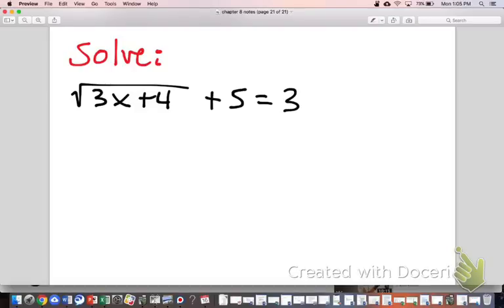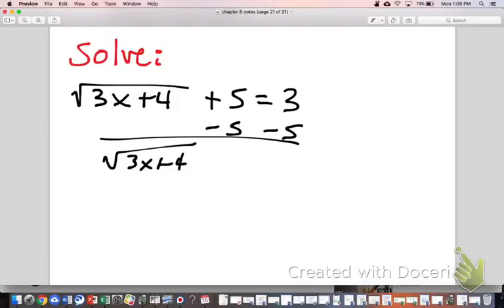Okay, there's your first one. See if you can solve that. Step one with these is always to get the radical by itself. And so when you get the radical by itself, the step you'd show here would be minus 5 from both sides. So that would give us square root of 3x plus 4 is equal to negative 2.